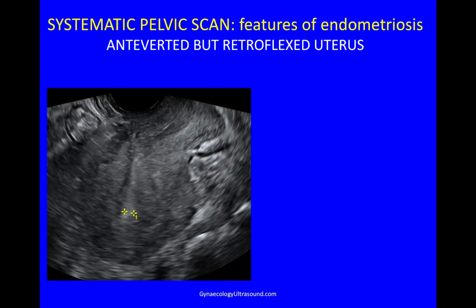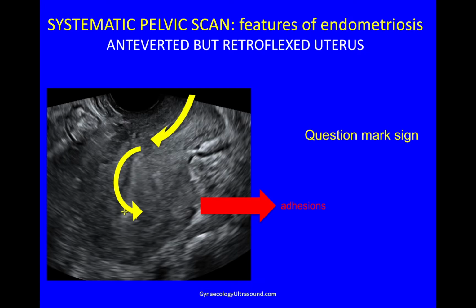So what can we look for in this scan for endometriosis? We're going to look specifically for an anteverted but retroflexed uterus. And this is the position it's in because it's being pulled backwards by adhesions. This is also called the question mark sign, as published by Nadine Di Donato, where she found it was associated with adenomyosis.